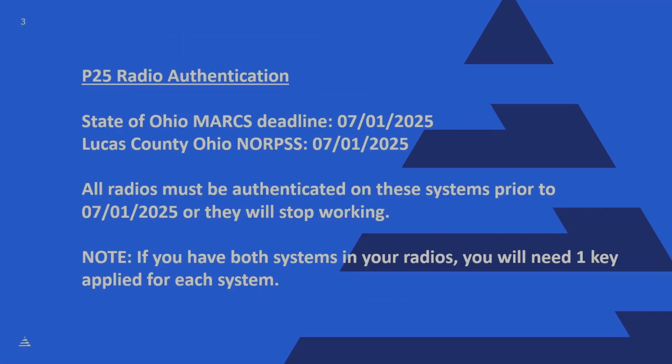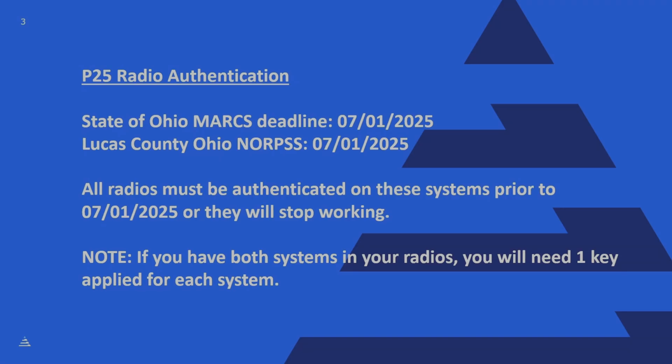Okay, so there's the deadlines for you. Same deadline for both radio systems. So your radios must be authenticated on both of those systems if you use both, or just on one or the other if you're just a single system user, prior to July 1, 2025.